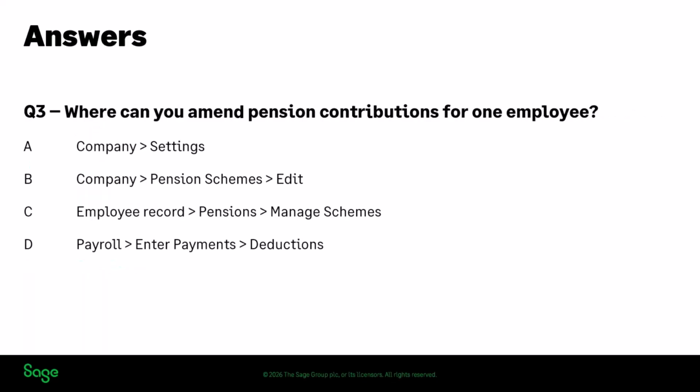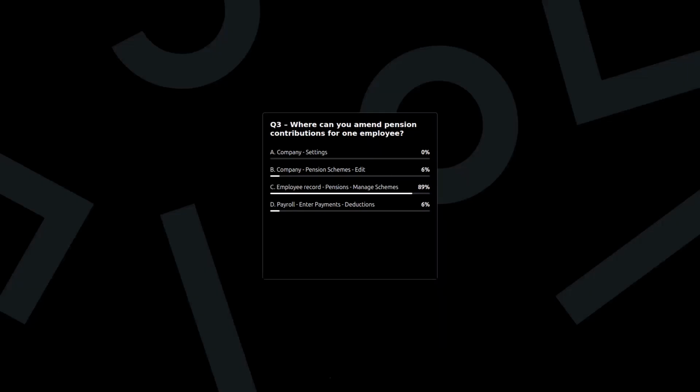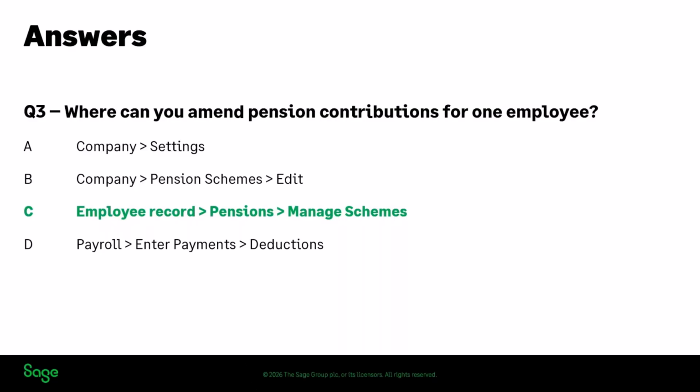Question three, where can you amend pension contributions for one employee? So few answers for this one, but most of you, 89%, have gone for employee record, pensions, and then managed schemes. So let's see if you were right on this one. And you were. Answer C is where you would edit the contributions for an individual employee.